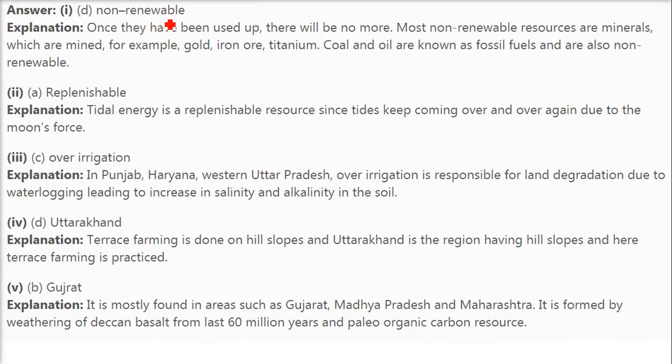Why is iron ore non-renewable? Once it has been used up, there will be no more. Most non-renewable resources are minerals which are mined, for example gold, iron ore, titanium. Coal and oil are known as fossil fuels, and they are also non-renewable sources of energy.